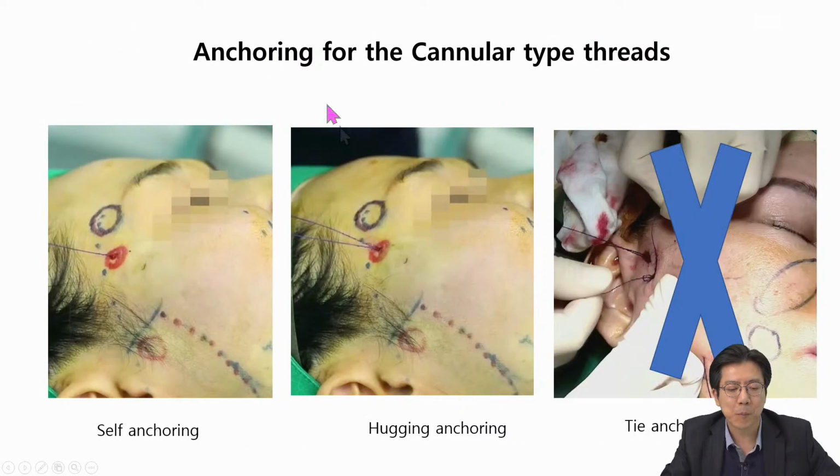And how do you fix your thread with your cannula type thread? As you know, this end-fixed type of thread is very easy to fix. Just put the thread, then automatically it will be fixed. And another way is to put several threads into one entry point. You can put more than 2 threads, and they fall in love with each other, and they hug each other, and there is a stronger anchoring. So I call it hugging anchoring. This end-fixed type of thread, no need to tie. So we can just apply the self-anchoring technique or hugging anchoring technique.